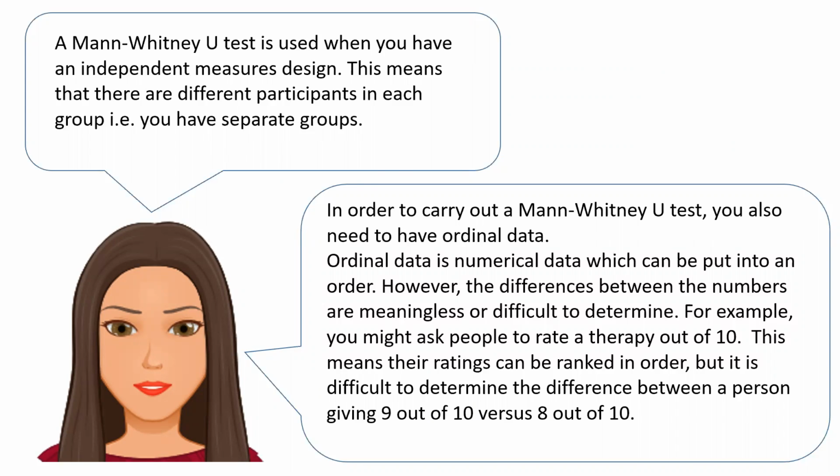For example, you might ask people to rate a therapy out of 10. This means their ratings can be ranked in order. But it is difficult to determine the difference between a person giving 9 out of 10 versus 8 out of 10. The Mann-Whitney U test can also be used when you have interval data. That's data along a linear scale with intervals between the data points.